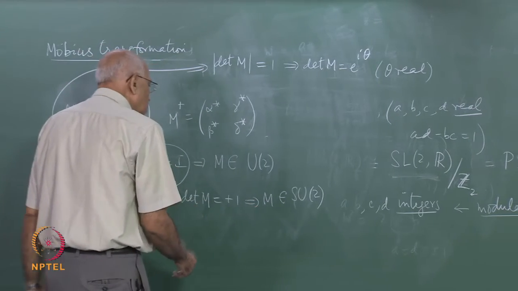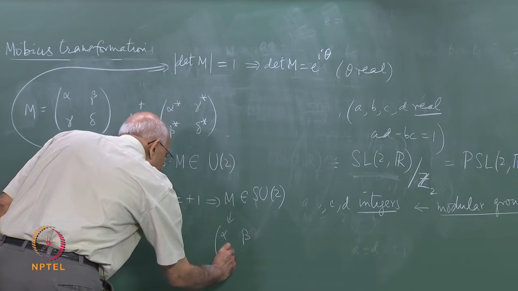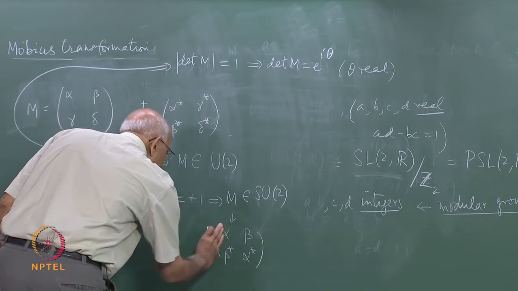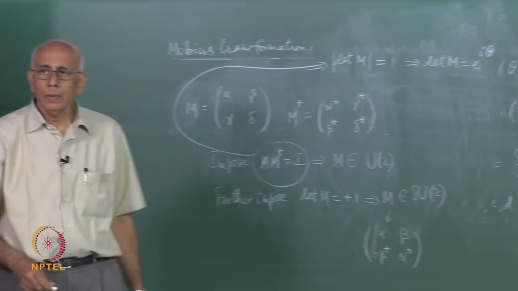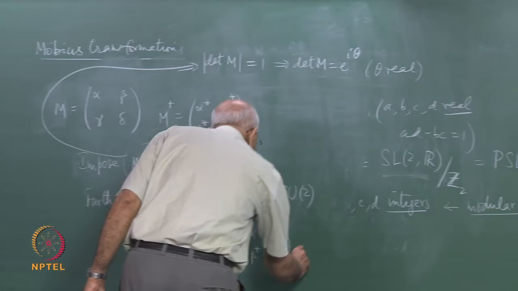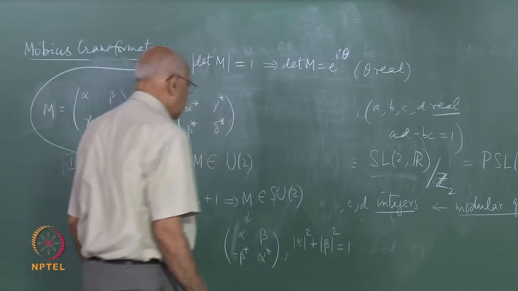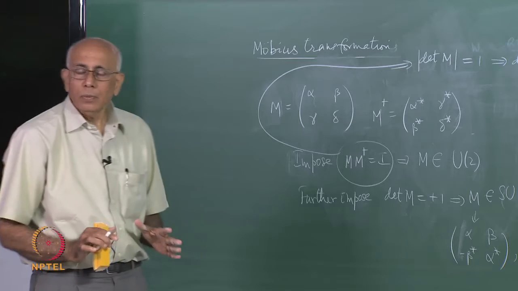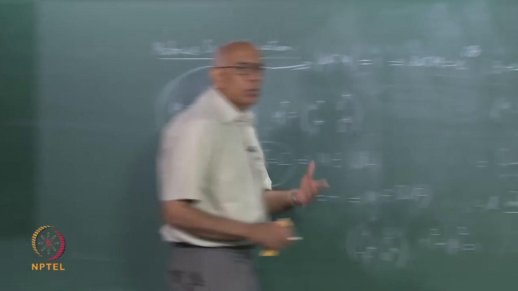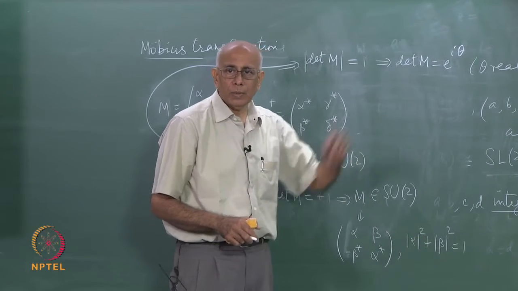It turns out the most general element M must be of the form alpha, beta, minus beta star, alpha star, with a minus sign. And the determinant must be 1, of course, so mod alpha squared plus mod beta squared equals 1. The most general unitary unimodular 2 by 2 matrix you can write down involves 2 arbitrary complex numbers satisfying the condition that the squares of their moduli add up to 1.